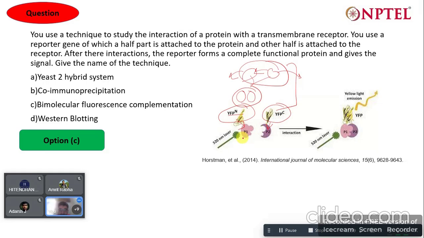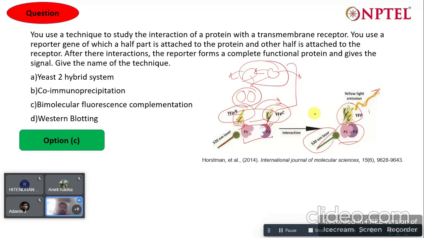So if these two proteins interact, okay, this YFP will get a stable conformation and it will give a signal at 520 nanometer laser, that is its excitation wavelength. Okay, so this is how, if the proteins interact, the YFP forms a stable conformation and it's active now. So if we put a laser of 520 nanometer, it will give a signal. Okay, this is how we use biomolecular fluorescence complementation.